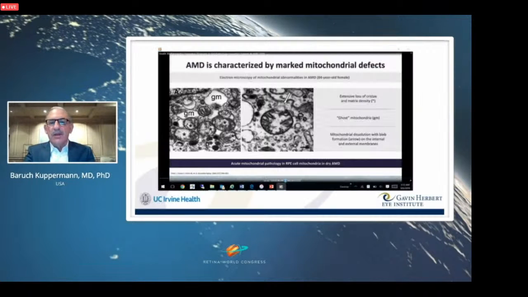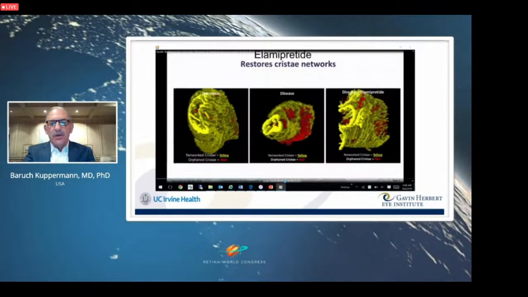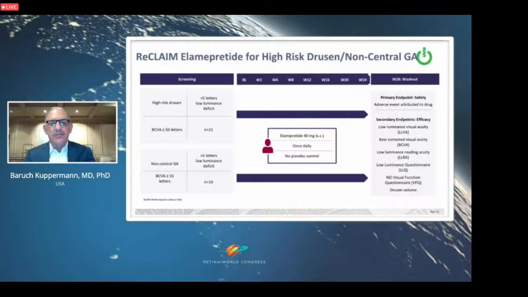Finally, elamipretide. AMD is characterized by marked mitochondrial defects, and elamipretide maintains the cristae architecture. Again, it's the inner mitochondrial membrane stabilization. So again, it's working at the level of the mitochondrion. Here's a cartoon showing how it stabilizes. It's a subcutaneous injection, so it has a systemic effect. 40 milligrams subcutaneously once daily.